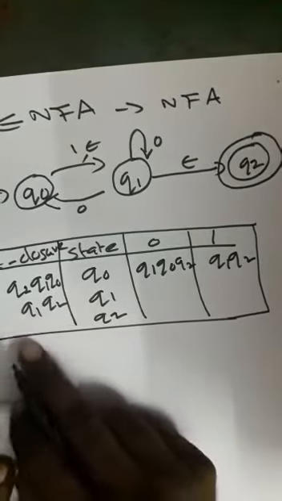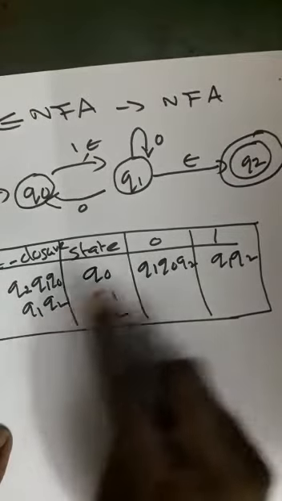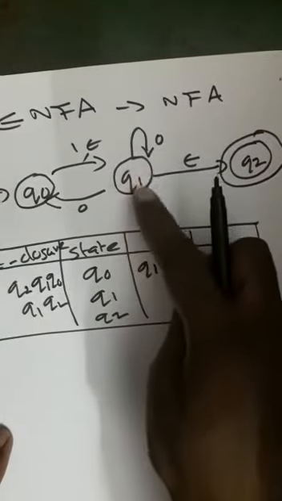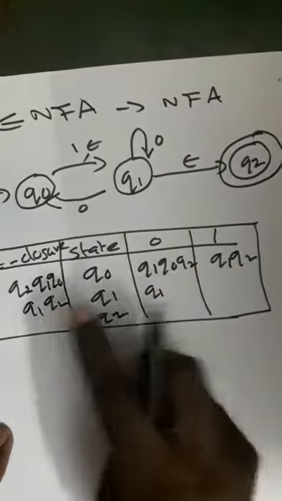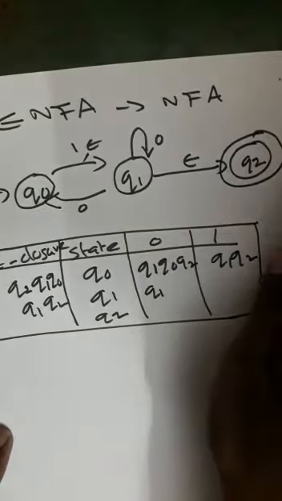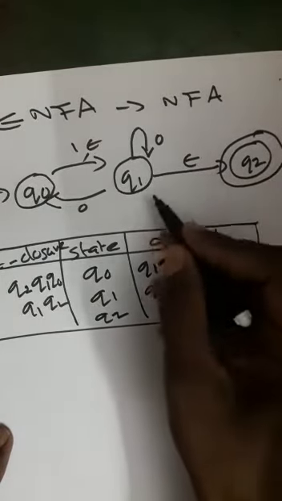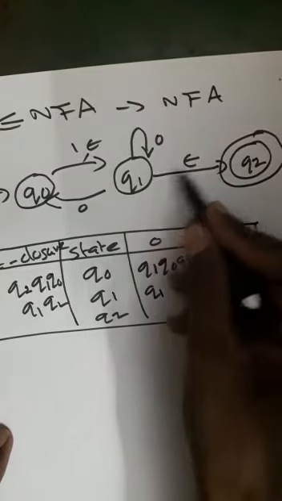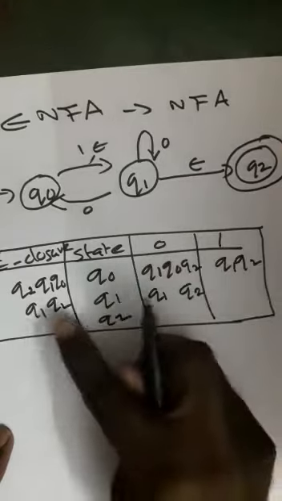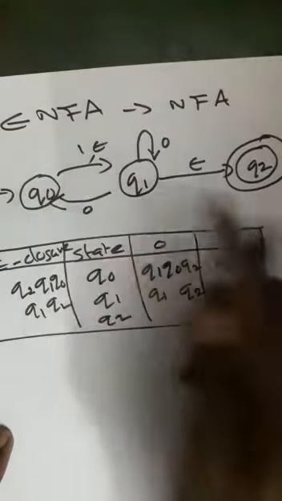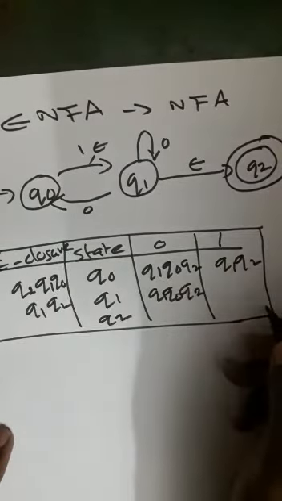Now the transition for the state Q1. Q1 on 0 transfers to Q1. Q2 on 0, no transition. But Q1 having epsilon closure with Q2, so you have to add Q2 also. Q1 on 0 also transitions to Q0. So now this is the case.